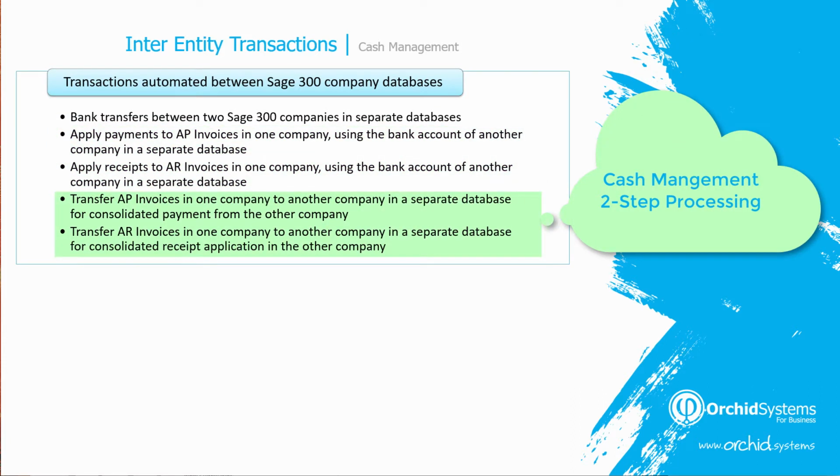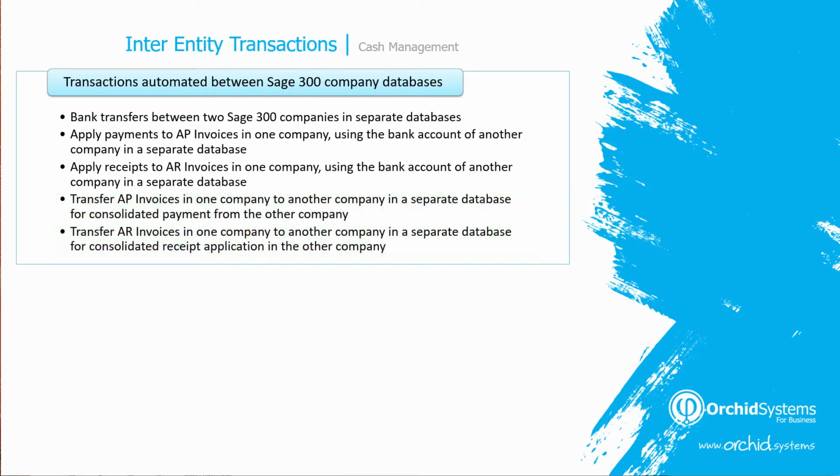You can also transfer AP invoices from one company to another company in a separate database for consolidated payment from the other company. And similarly, you can transfer AR invoices in one company to another company in a separate database for consolidated receipt application in the other company.